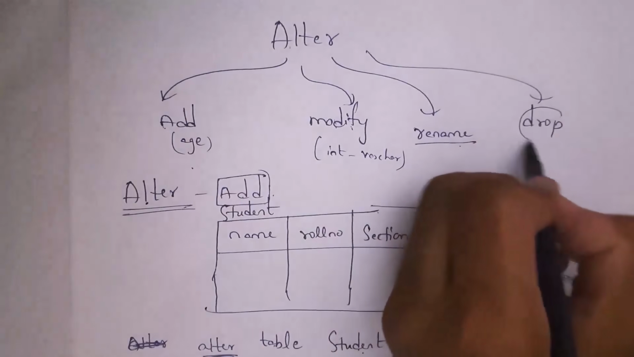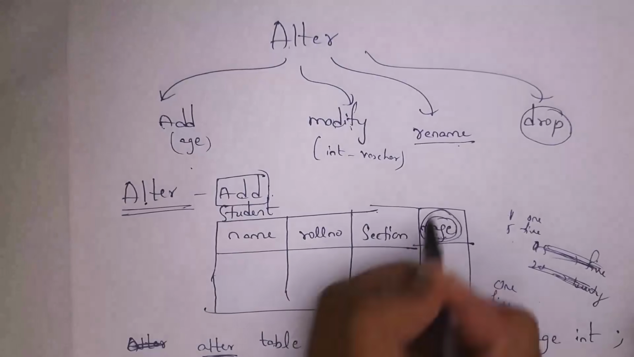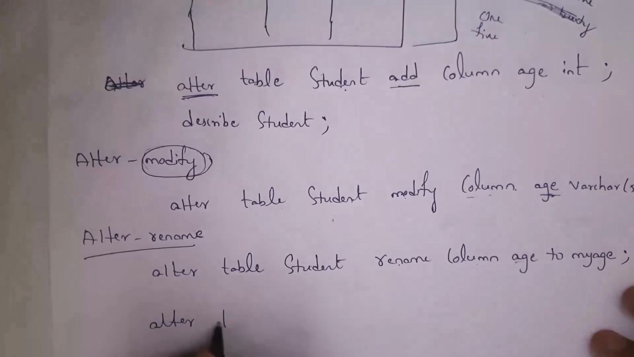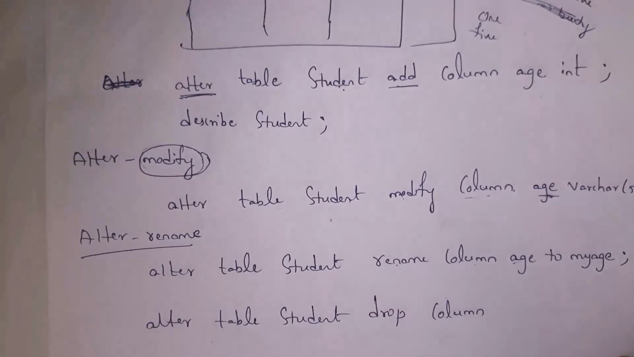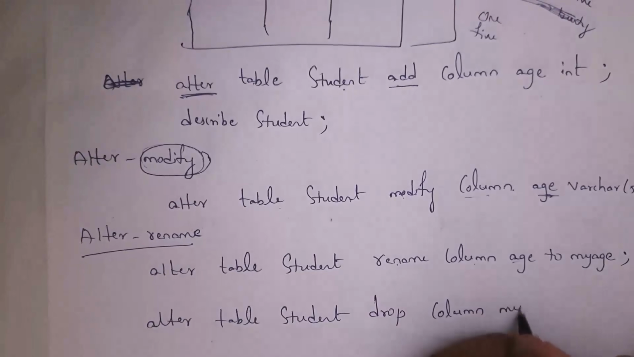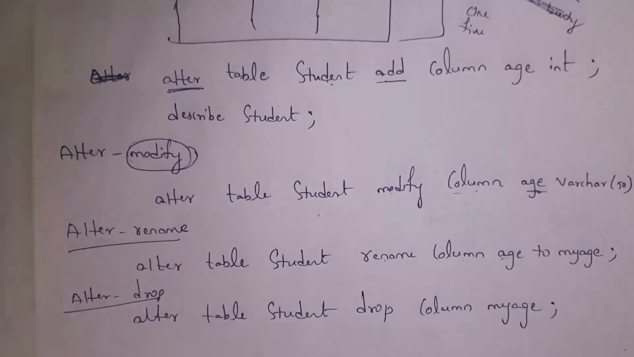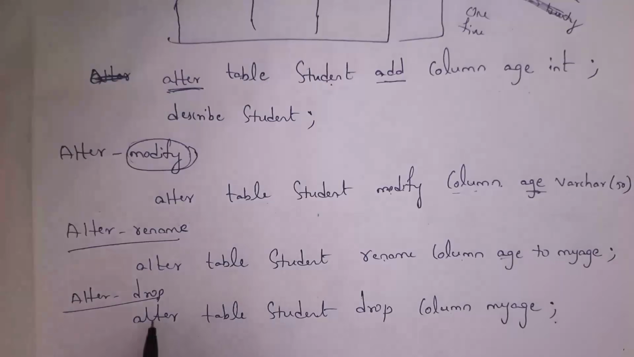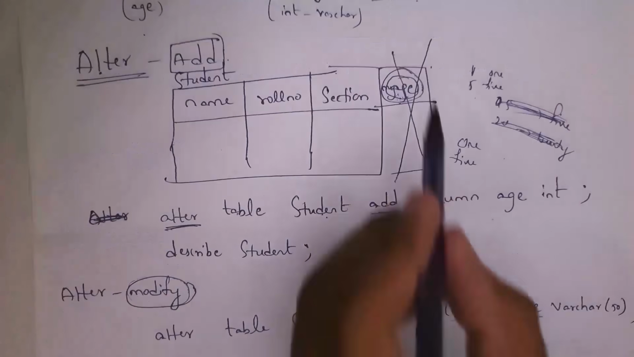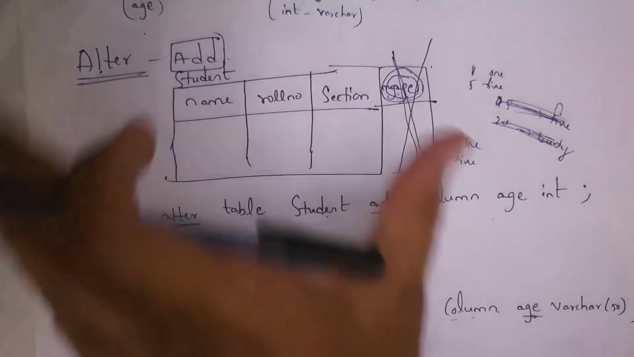And last one is drop. I want to delete this my age column. So just write alter table, table name is student, drop column, my column name is my age. So just write here my age and at last give semicolon. Alter table table name, drop column column name. So whenever you write this line of code and click enter, my age column is removed. Now there are only 3 columns.